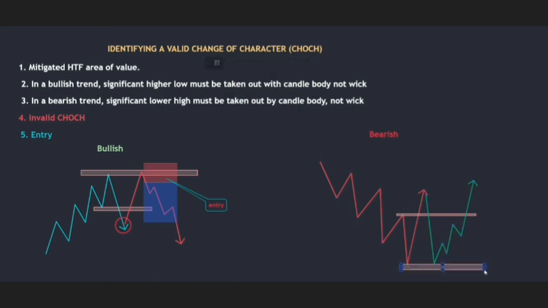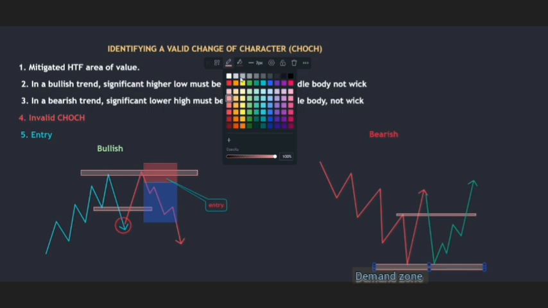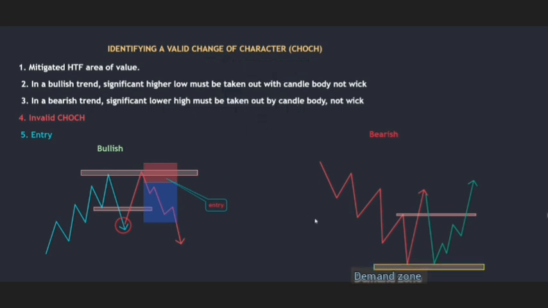Below here, because there was a change of character, it created a pool of demand down here. This is a demand area where there are buy orders. So when this change of character happened, it made this demand area more valid, where the price reversed to cause the change of character.